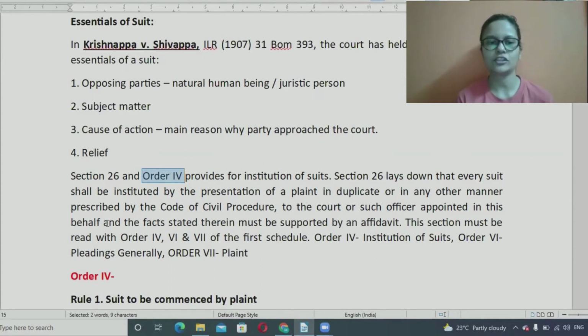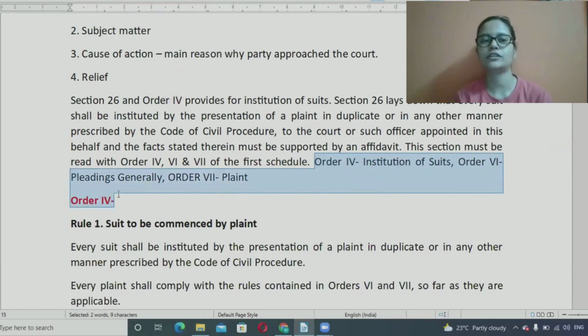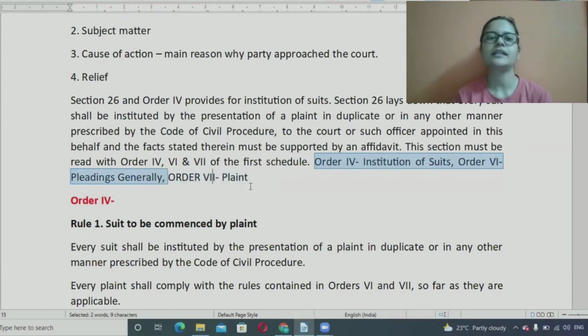Plus, this section must be read along with order 4, order 6, and order 7 of the first schedule. When we talk about orders, there are 3 orders which become very important for institution of a suit. Now, what are these 3 orders all about? First one, order 4, talks about institution of suit. Next, order 6 talks about pleadings generally. Next, order 7 talks about plaint. So all these 3 orders are very important.